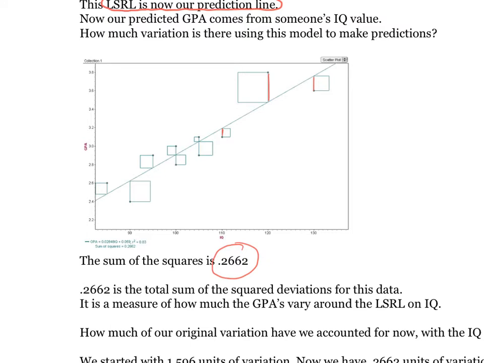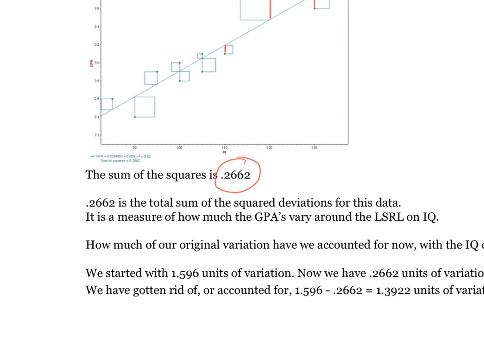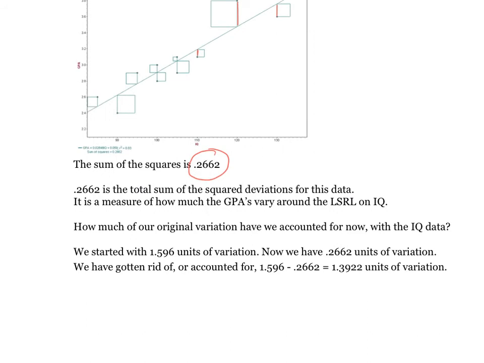So notice I've dropped the total amount of error. And remember, it's error squared, really. But I've dropped that error quite a bit, actually. Okay. So 0.2662 is the total sum of the squared deviations for this data. It's a measure of how much the GPAs vary around the least square regression on IQ.